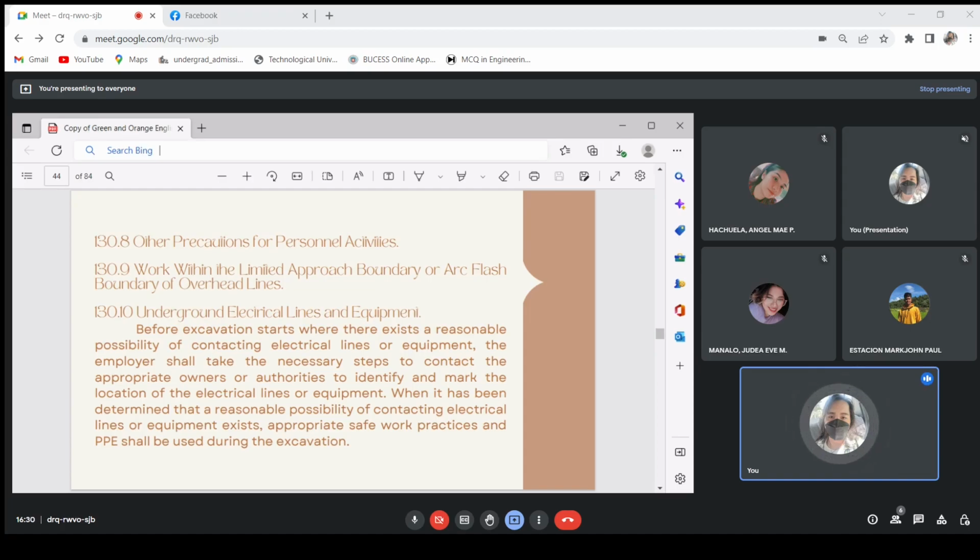So pag maghukay tayo para gumawa or build some buildings, kinokontak natin yung previous owners or authorities to track or mark the possible hazard, or kung anong pwedeng matamaan na lines, water lines or electrical lines. So, safe work practices and PPE shall be used during the excavation. So, para ma-lessen din yung hazard.